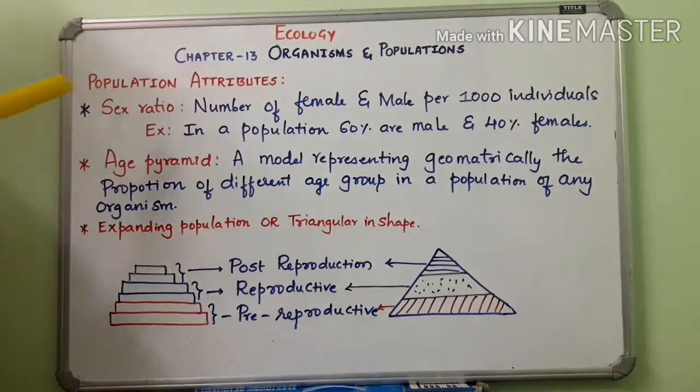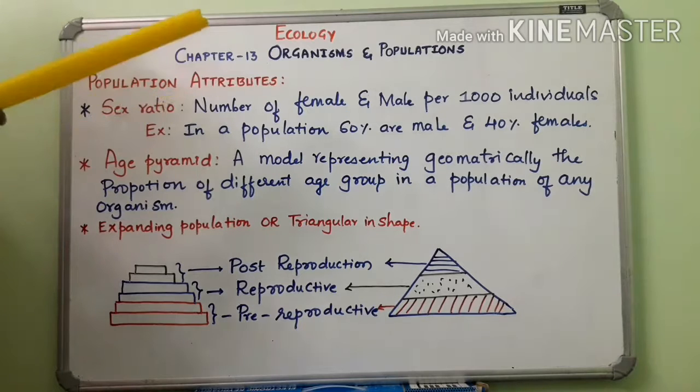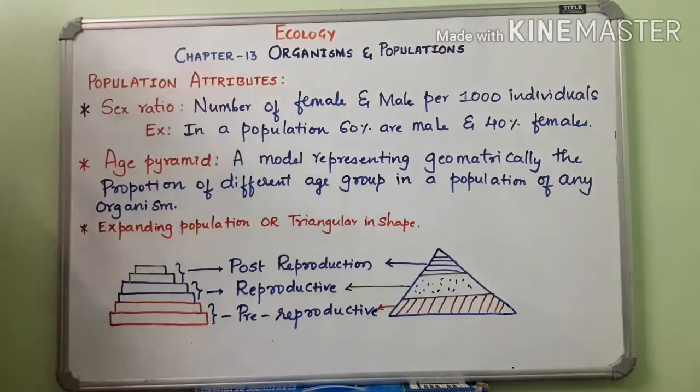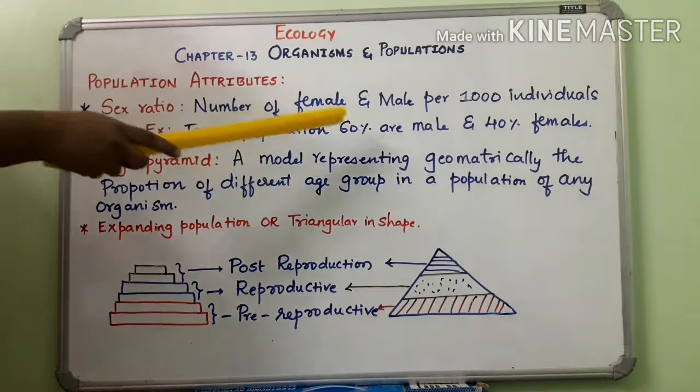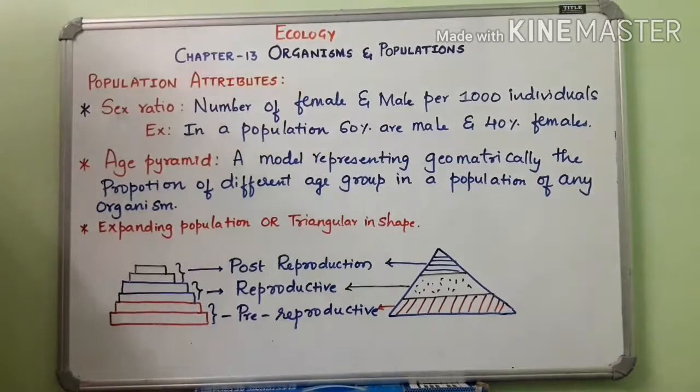Population attributes, in that one more attribute is sex ratio. So what is a sex ratio? The number of females and males per 1000 individuals is called a sex ratio. For example, in a population, 60% are male and 40% are female. This is regarding the sex ratio. This is also an attribute of a population. An attribute is nothing but a characteristic of a population.